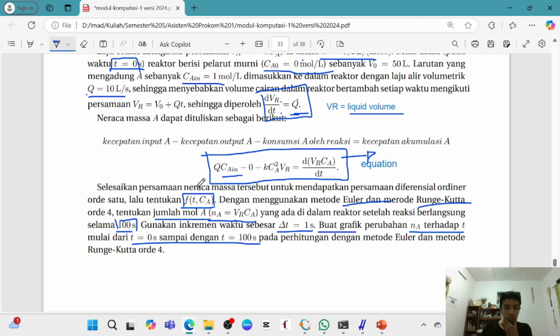This is the problem. We have to determine f, the function of t and Ca, with the Euler and Runge-Kutta, and we determine the number of moles of A, or Na, equals Vr Ca. Yes, this is the mole.